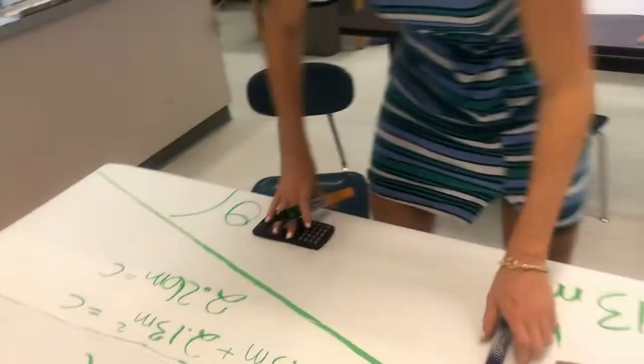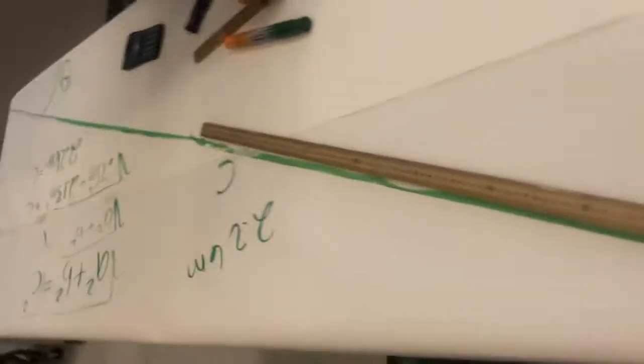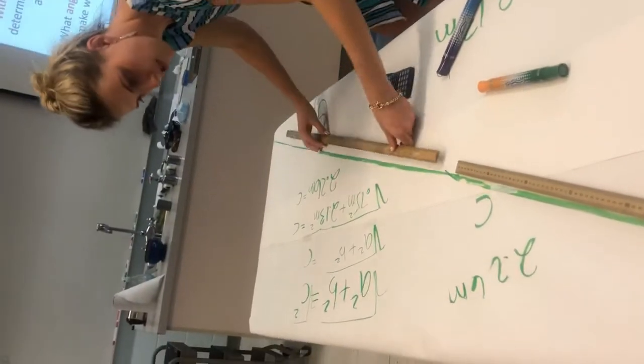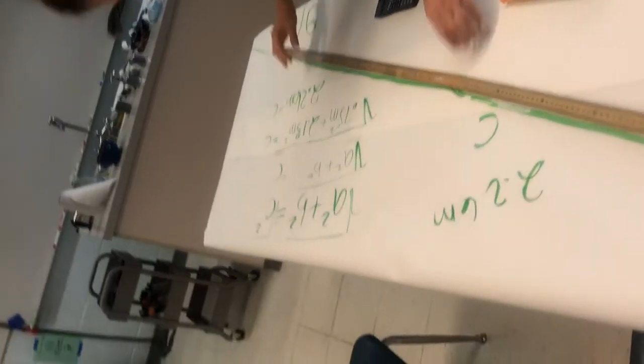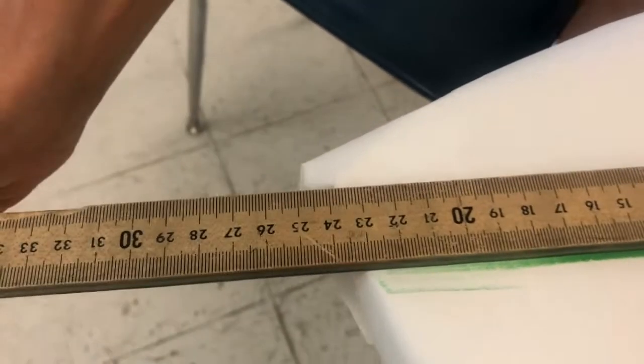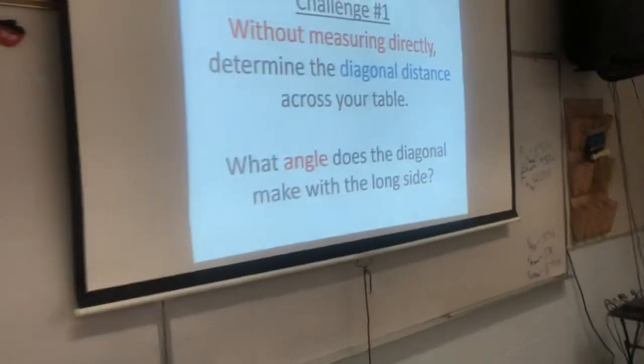Let's see if we got this right. So we'll put this one right here. This is 1. This is 2. I'll be darned. 2.26. We're close. 2.26, and that's how it's done. Oh, are we done yet?